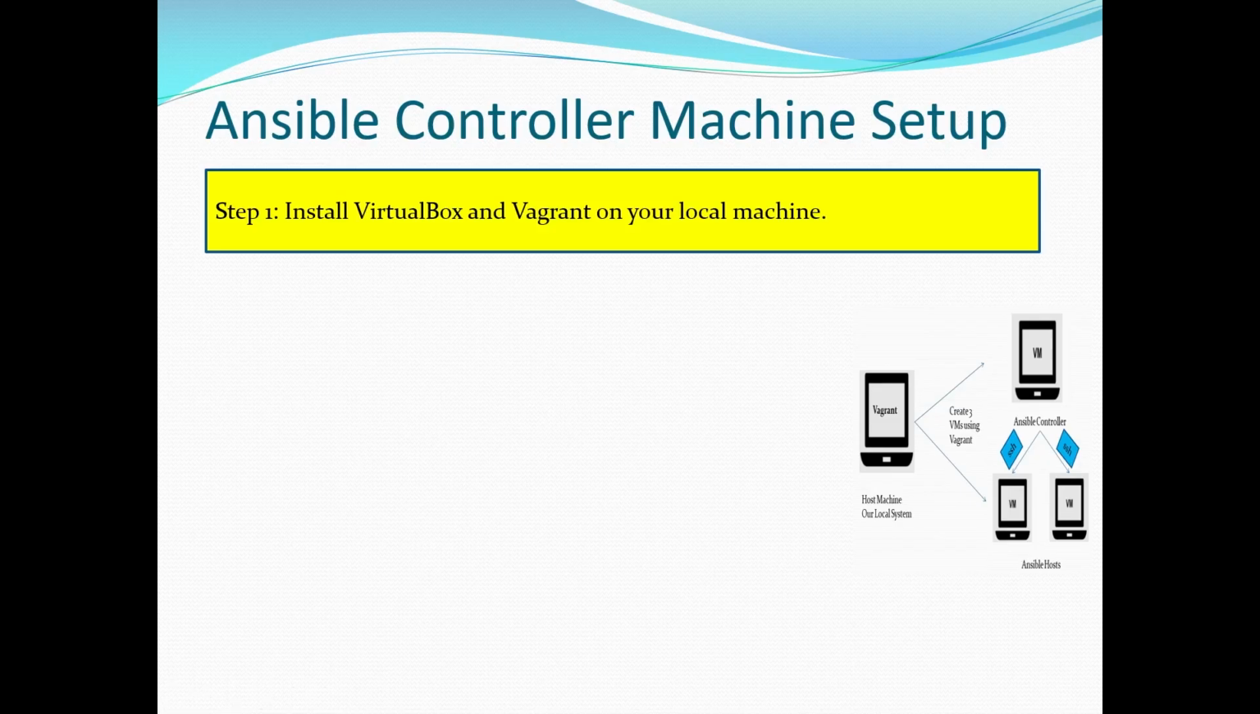Okay, so now let's see the Ansible controller machine setup. Okay, so now that you have understood about Vagrant and also we have done all these things, so you can see here it says install VirtualBox and Vagrant on your local machine.